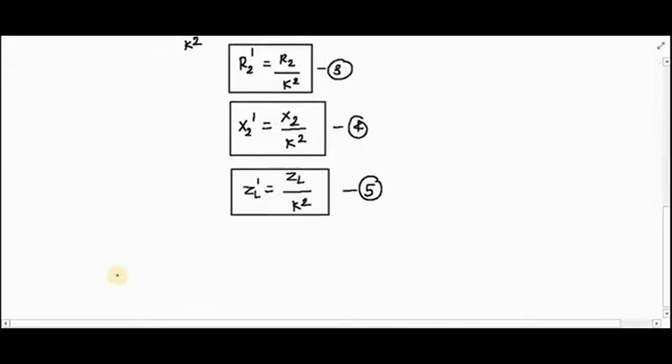The primary equivalent of secondary terminal voltage is denoted by V2 dash, which is again equal to V2 upon K.